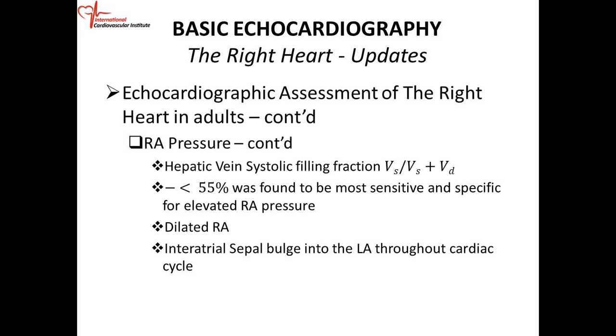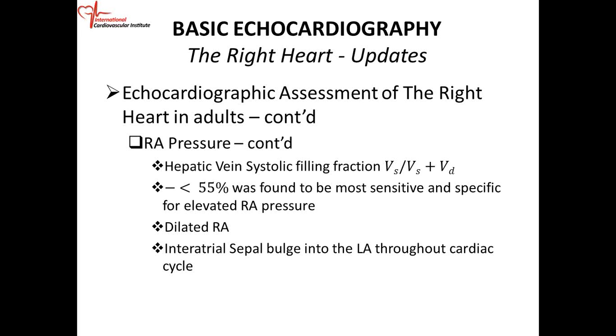If it's less than 55%, it's most sensitive and specific for elevated RA pressure. You don't have to memorize that. It's rarely done. What we look at is the IVC. But if you want to do something more, you can do your hepatic vein systolic filling fraction, and if it's less than 55%, then it suggests elevated RA pressure.